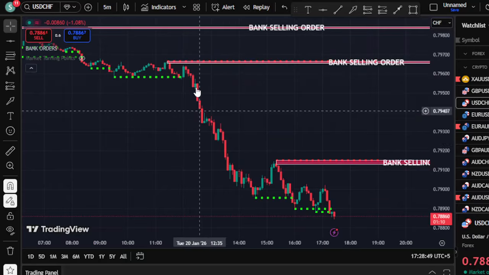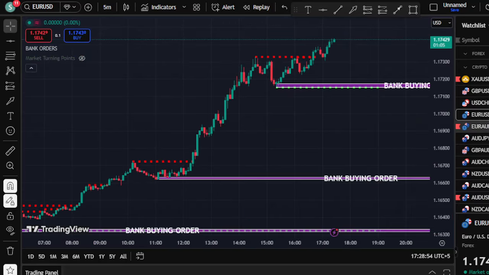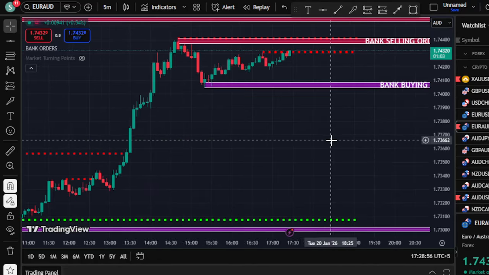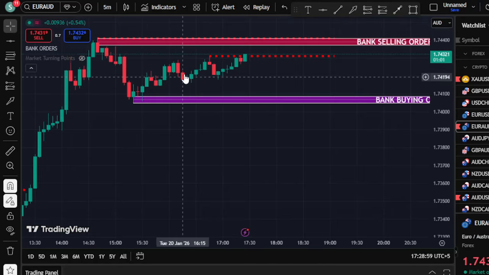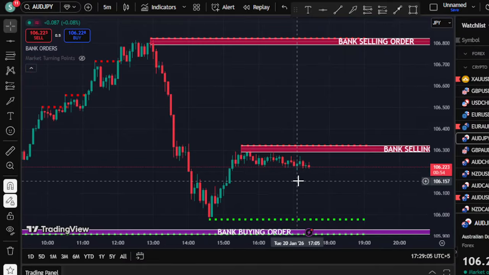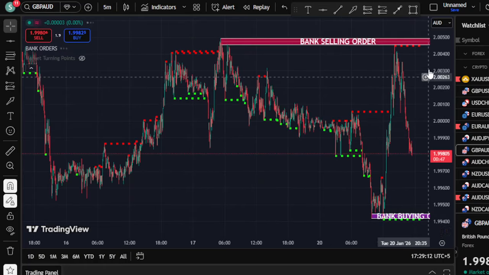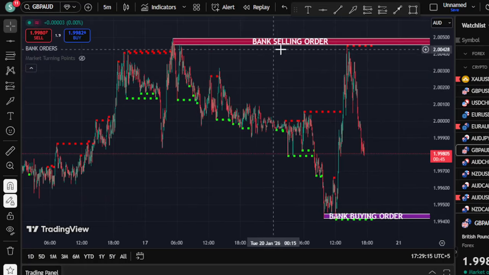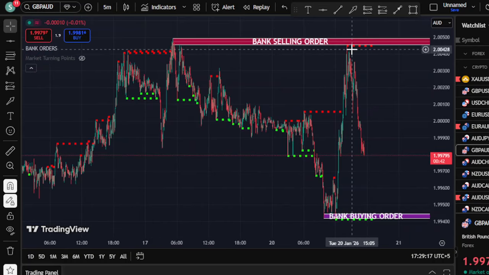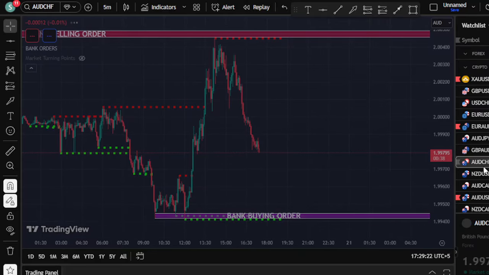I can show you more examples. This level is retested, this is not retested. Whenever the level is retested, you can go for the trades. For example, on Euro AUD, the price is going to retest this for the first time, so we can go for the sell position with a proper stop loss. You can see it's retested, so we can go for the sell. Is this the first retest or the second? Now you can clearly see this bank selling level is the first retest on Pound AUD, and then see what happened: Pound AUD is simply down.